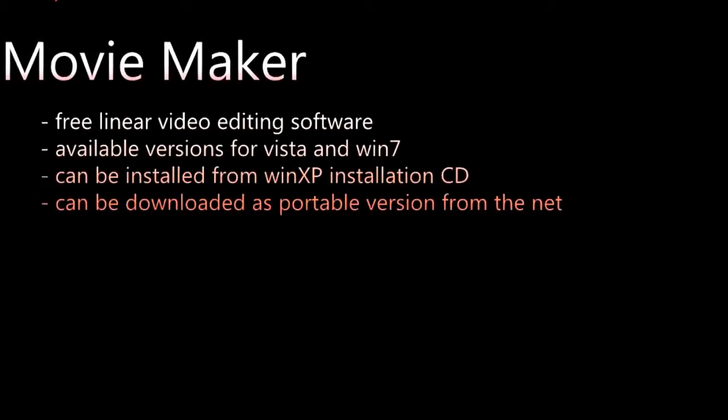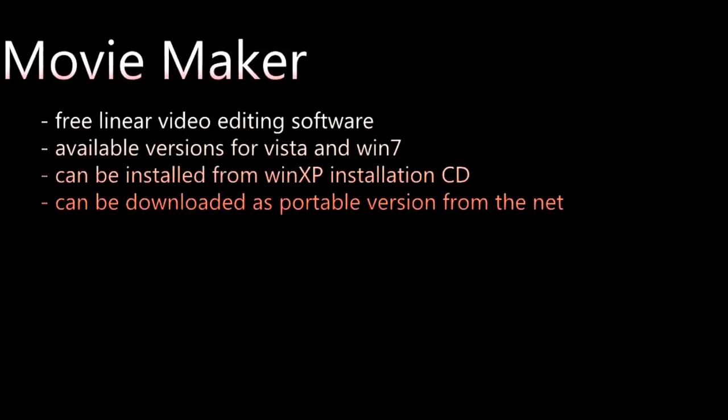Now that you know how to record an audio, let's see how to shoot a video. For video you will need Movie Maker, and this product is completely free, and if you're using Windows XP, chances are you already have it installed. If not, you can find portable version on the web, which I'm using for this tutorial.